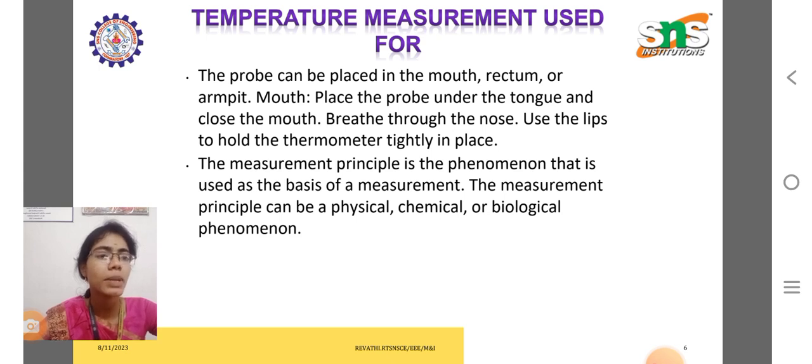The basic principle of temperature measurement: the measurement principle is the phenomenon that is used as the basis of a temperature measurement. The measurement principle can be a physical, chemical or biological phenomenon.